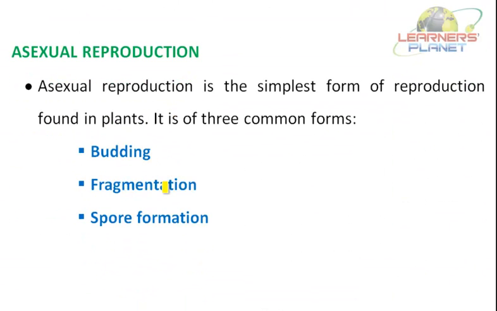Yes, asexual reproduction. Students, asexual reproduction is the simplest form of reproduction found in plants, and it has three common forms. First is budding, secondly fragmentation, and thirdly spore formation. We are going to study all these three common forms in detail. So students, first let us start with the simplest form of reproduction, which is found in plants as well as in other organisms. In general, we are going to study budding.